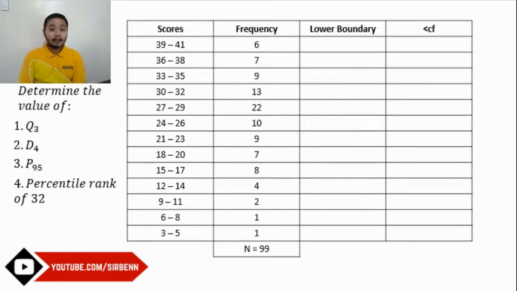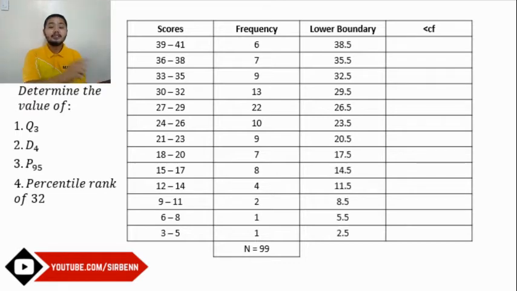Sa lower boundary naman, ang gagawin natin dito is magma-minus lang tayo ng 0.5 dito sa mga mas mababang number. So 39 minus 0.5, 38.5. 36 minus 0.5, 35.5. 33 minus 0.5, 32.5, and so on and so forth.